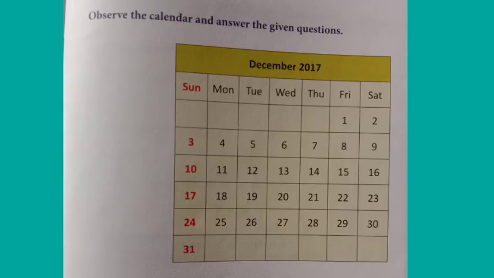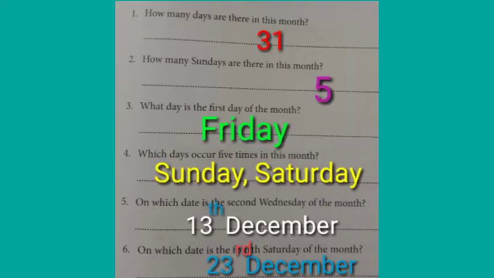Observe the calendar and answer the given questions. Here the picture shows the month of December of 2017. Now observe the questions. Question 1. How many days are there in this month? The answer is 31. Question 2. How many Sundays are there in this month? Here the answer is 5 Sundays. Question 3. What is the first day of the month? Here the answer is Friday is the first day of the month.